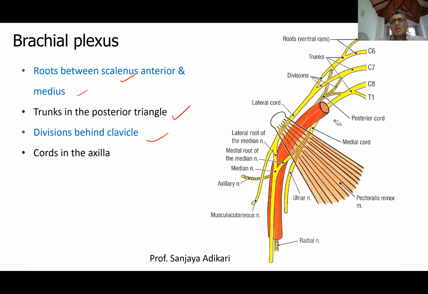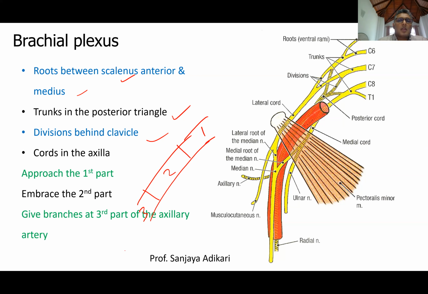Then the cords lie in the axilla. So this is the area of the axilla. Cords lie in the axilla. And when it comes to the relationship between the cords and the axillary artery, now the axillary artery we will discuss in a moment. It has 3 parts. It has a first part, second part and a third part. So the typical description is that the cords of the brachial plexus approach the first part, embrace the second part and give branches in the third part. Okay, so that's basically how it is described.